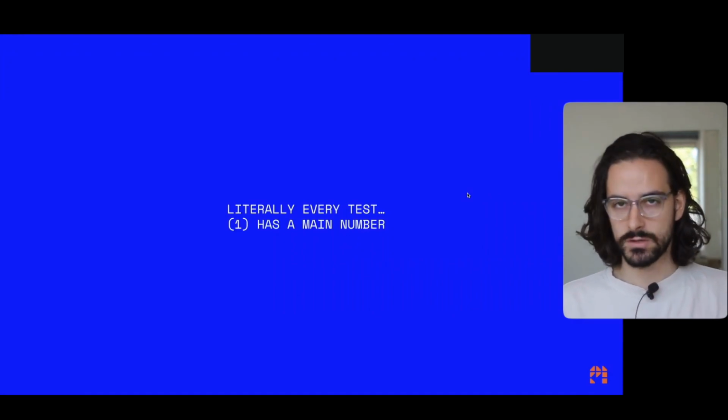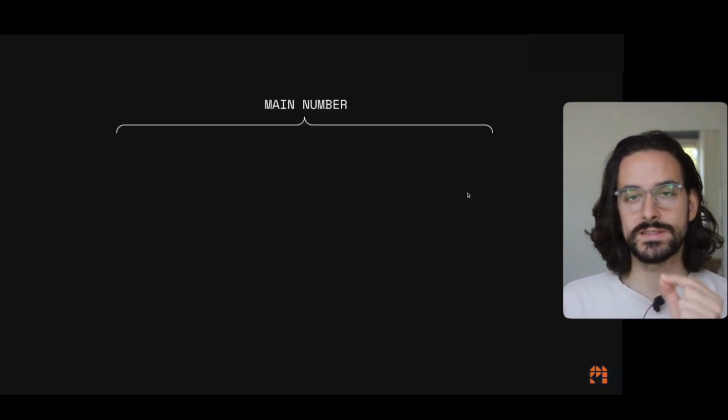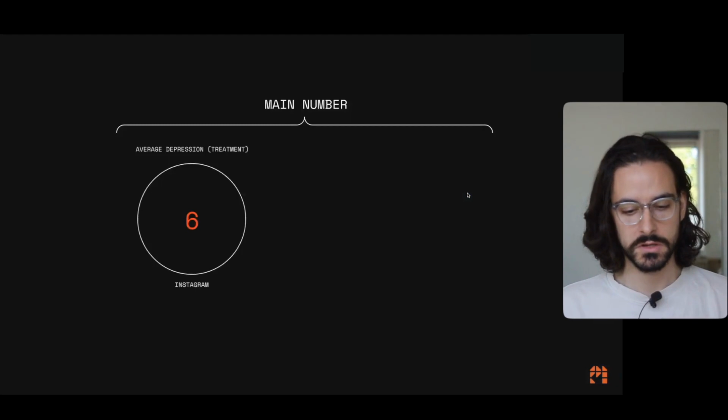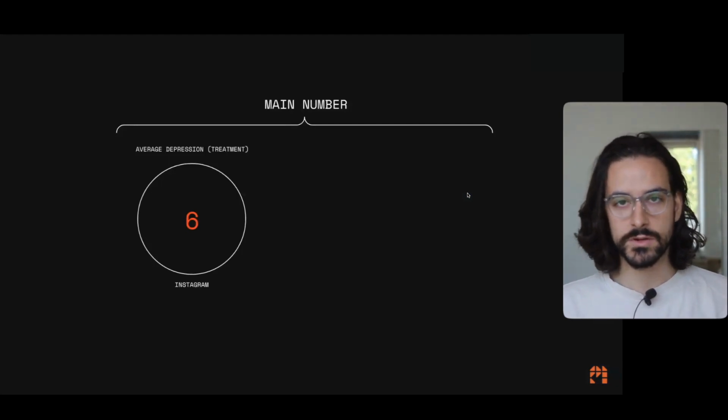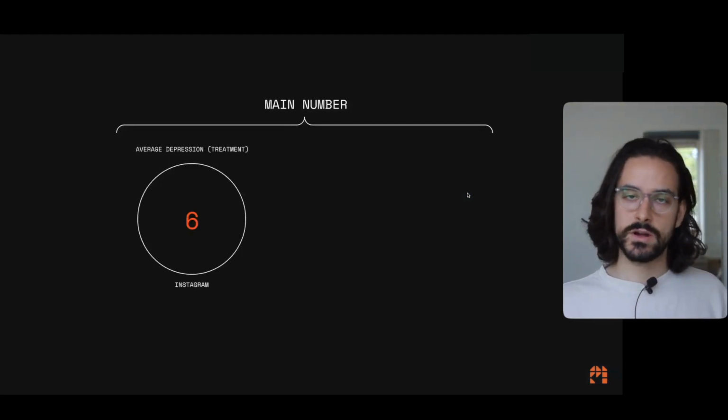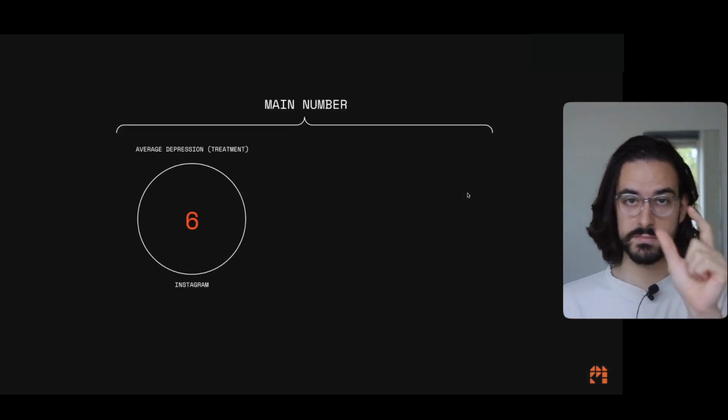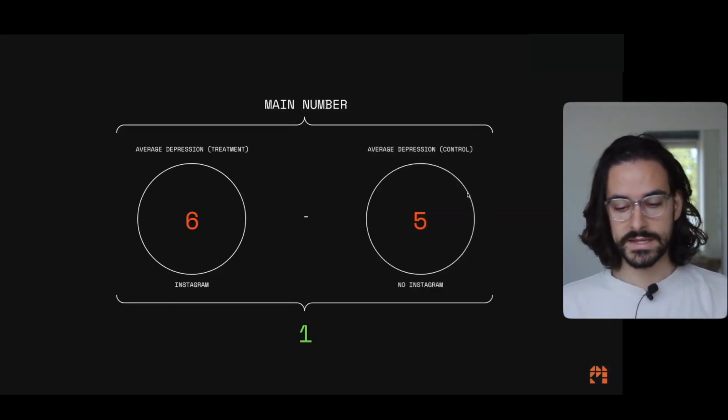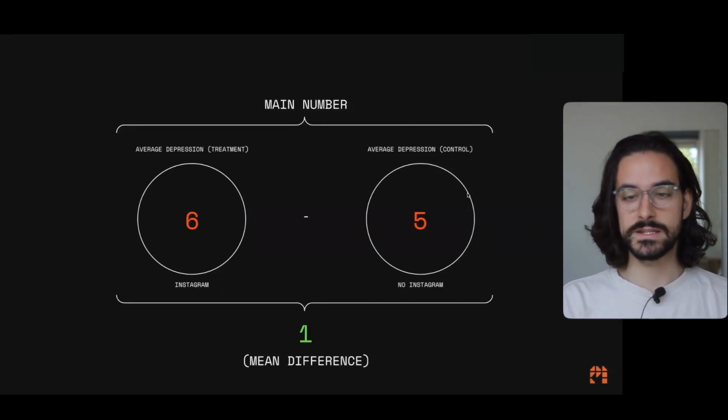Now, literally every test has a main number, okay? Let's learn what the main number is. What is this main number? Here, the main number that we're trying to look at is the number we talked about in the null hypothesis, the difference being 0, right? So 6 minus 5 is 1. This is the mean difference.